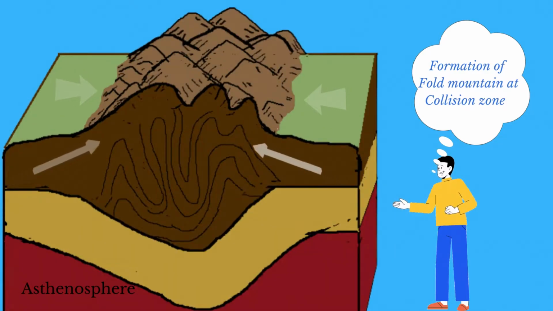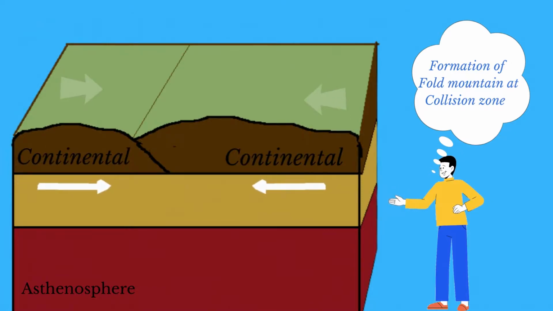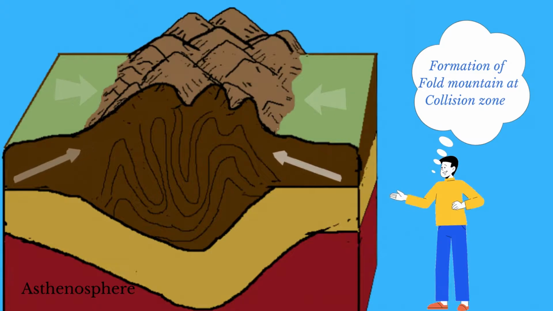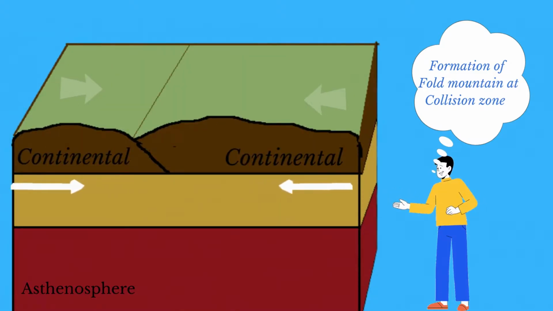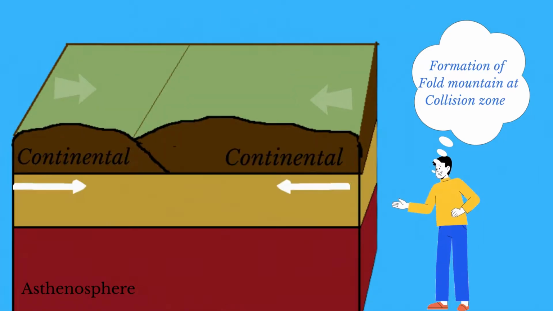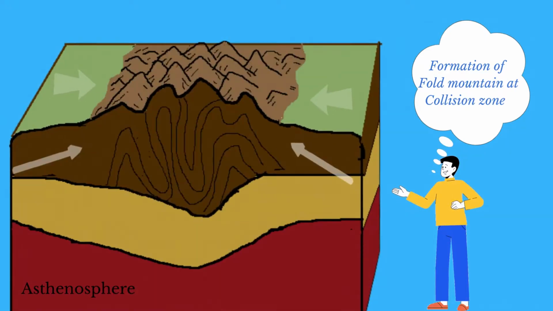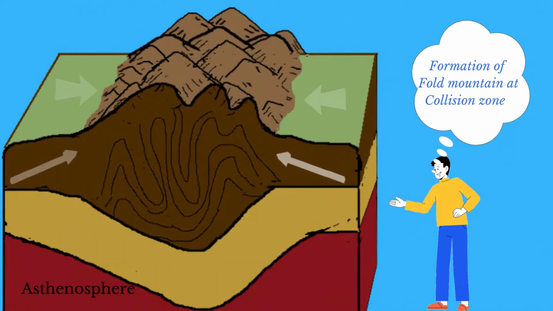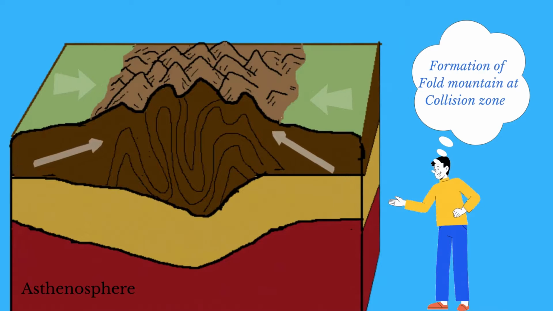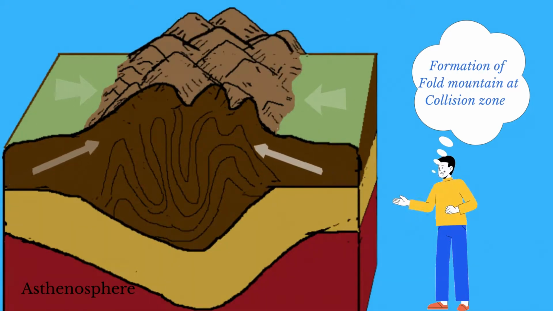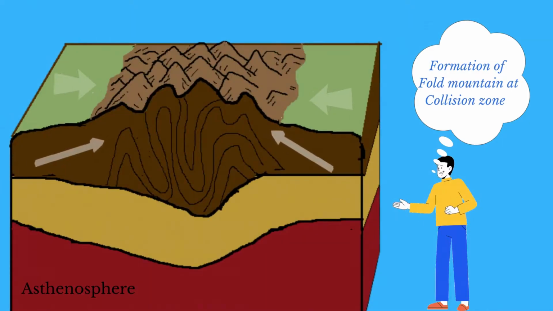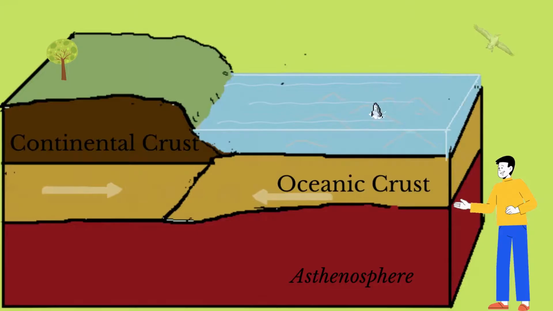Now, when two continental plates meet, both have the same rock density. Therefore, the plates can neither sink nor be destroyed in the mantle. The material between the plates is therefore forced upwards by compression to form the fold mountains. Examples of fold mountains formed in this way are the Alps and the Himalayas fold mountains.